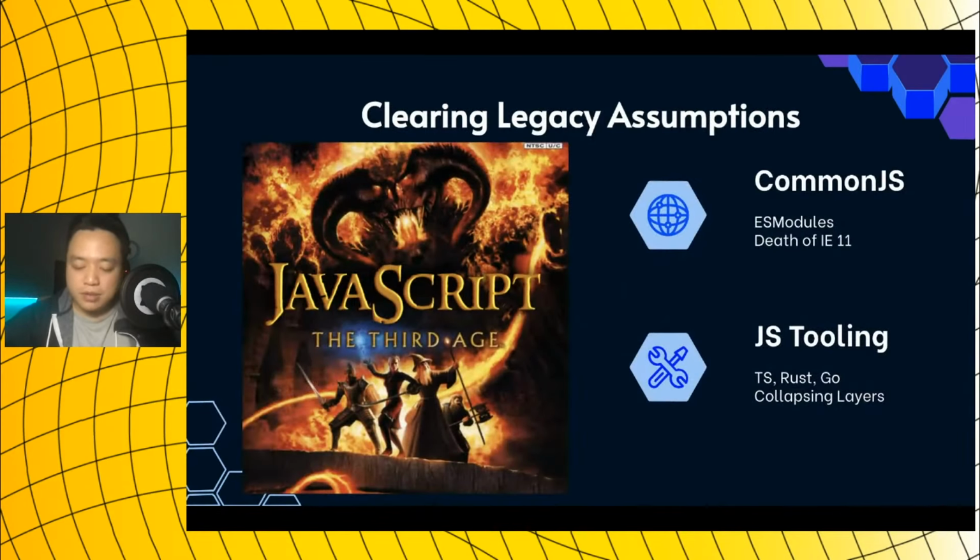Okay, so the third age is really about clearing away legacy assumptions, and there are two sections to this. The first is clearing away the assumption of CommonJS and the rise of ES modules, together with the death of IE11. The second part is clearing away the assumption of just existing JavaScript tooling. A lot of tooling now is not written in JavaScript, and we'll explore that a little bit, as well as how they will collapse a lot of layers into a single layer, and we'll explore why that is. It's a pretty simple idea. I think it's just pretty profound in how deeply it's going to change the way that we do JavaScript.